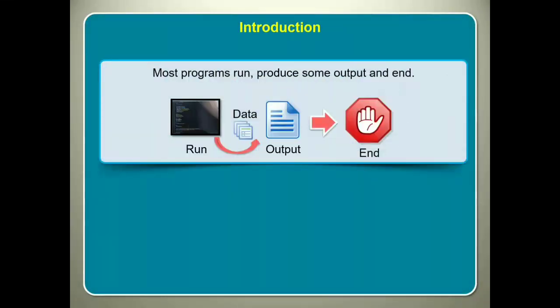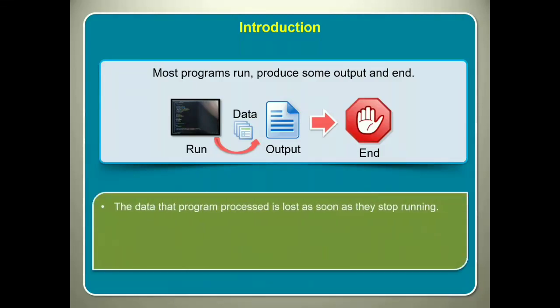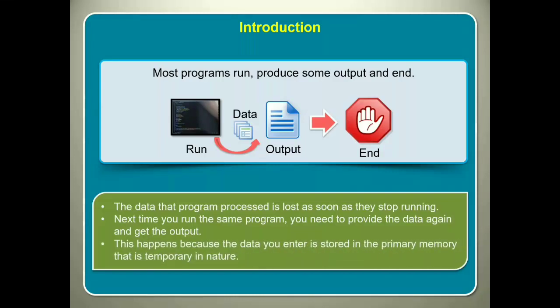So far, you have been working with programs which run, produce some output, and end. The data that the program processed is lost as soon as it stops running. Next time you run the same program, you need to provide the data again and get the output. This happens because the data you enter is stored in the primary memory, which is temporary in nature.